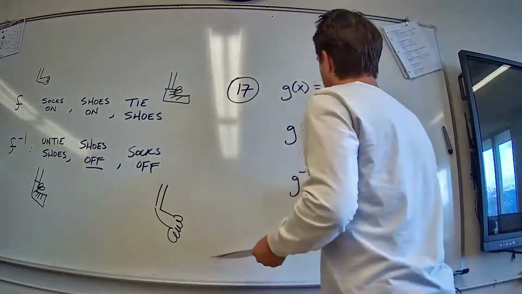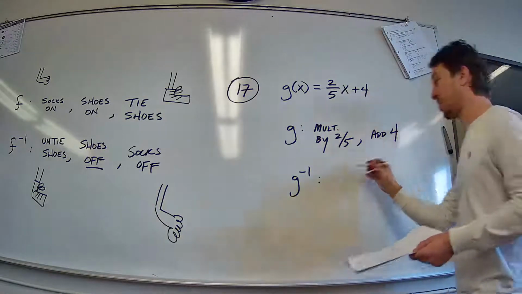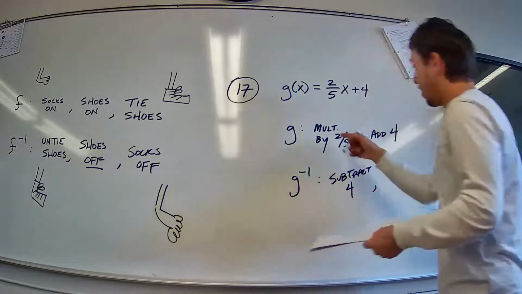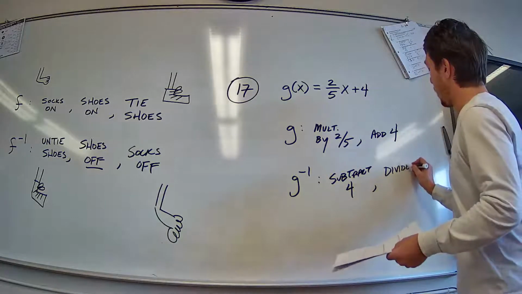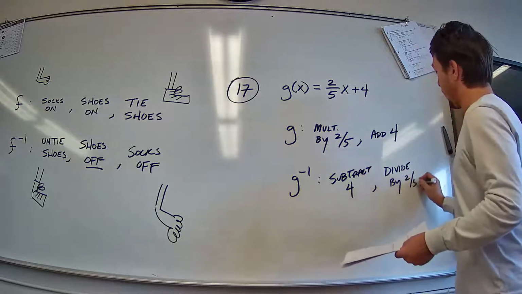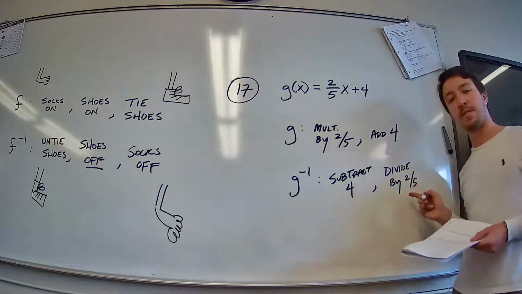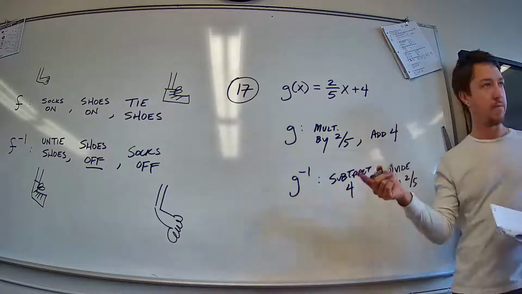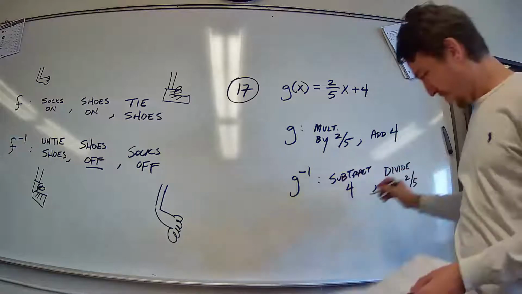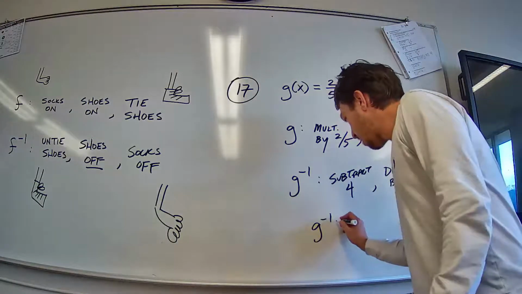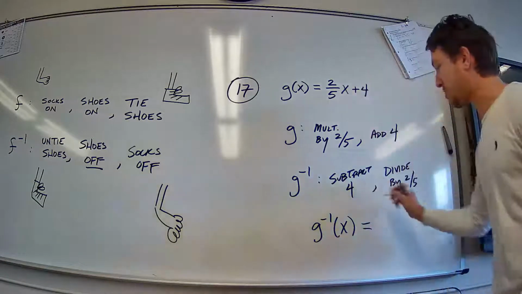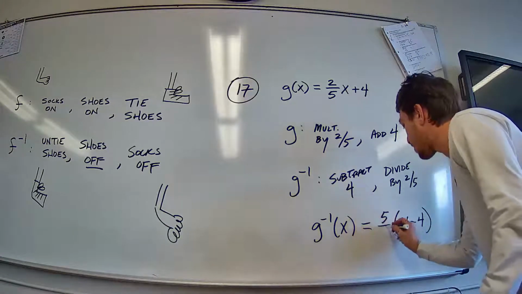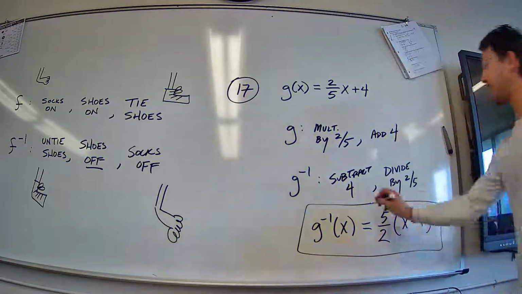So the inverse has to undo this first. It should subtract 4 and then divide by 2/5. And we know that dividing by 2/5 is the same as multiplying by 5/2, right? So this tells me that my inverse has to be subtract 4 and then multiply by 5/2. Okay, there's my answer.